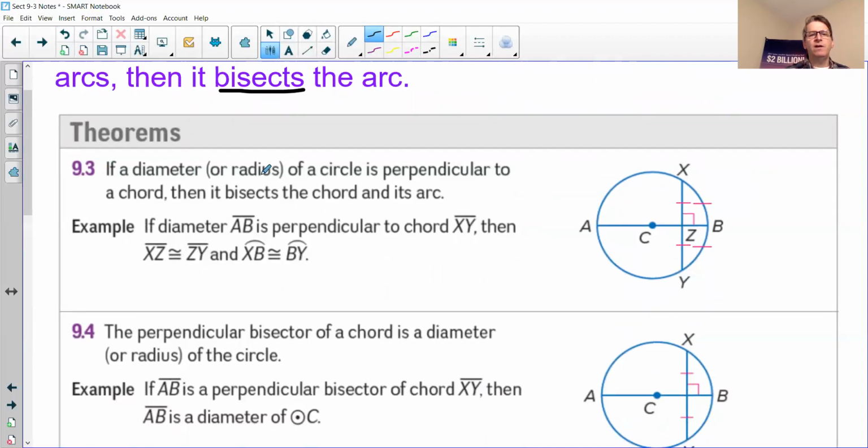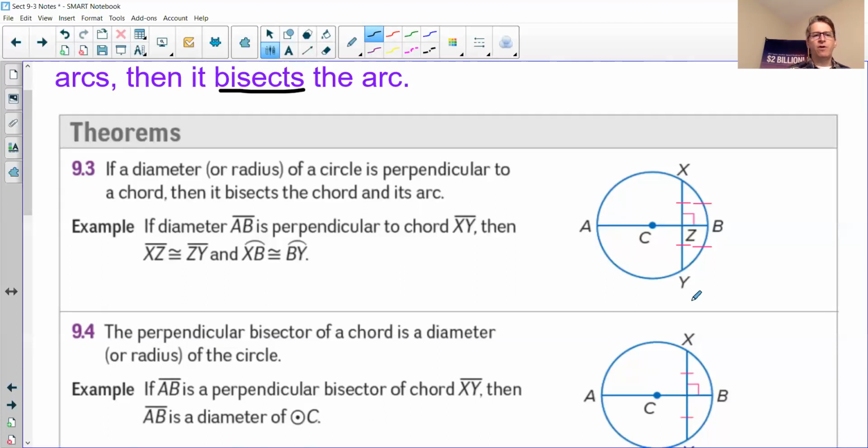If a diameter or radius of a circle is perpendicular to a chord, then it bisects the chord and its arc. So the example here is if the diameter AB is perpendicular to chord XY, then XZ is congruent to ZY. So we can conclude that this is congruent to this, and we also can conclude that arc XB is congruent to BY. Focus in on the diagram. It may help you with this theorem.